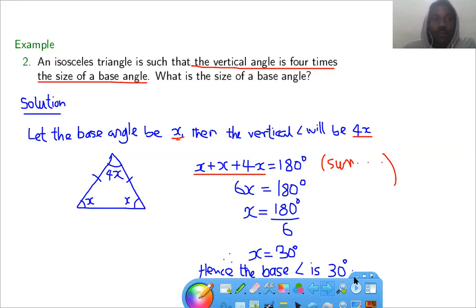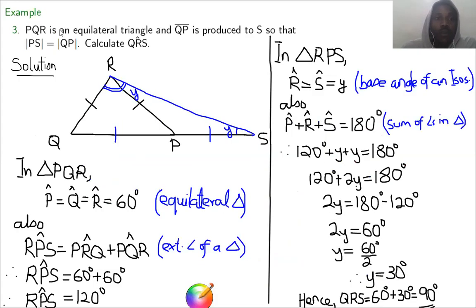Finally, question number 3. PQR is an equilateral triangle and QP is produced to S so that length PS is equal to length QP. Calculate angle QRS. So here's my solution and here's a sketch. So this is triangle PQR, and we're told that QP is produced to S. So this is QP produced to S. Then I connect R to S.